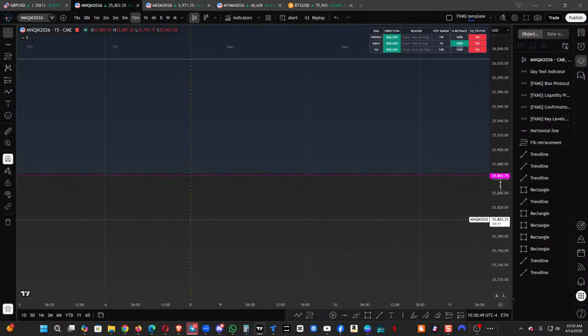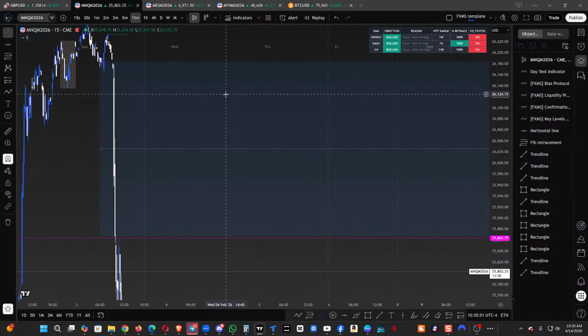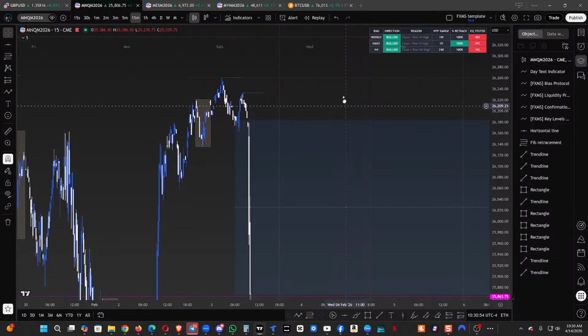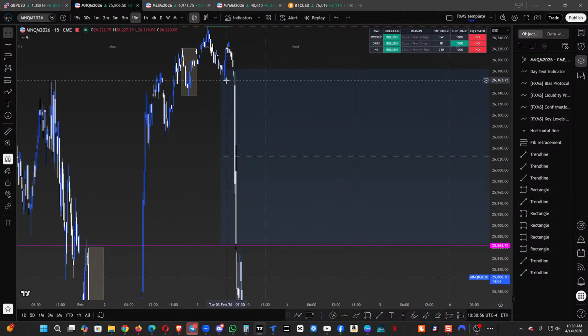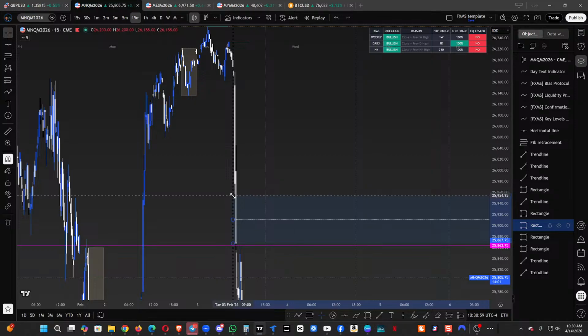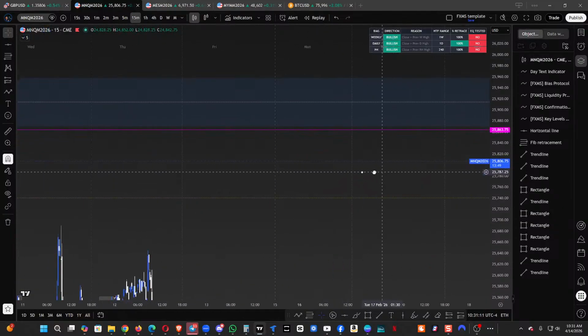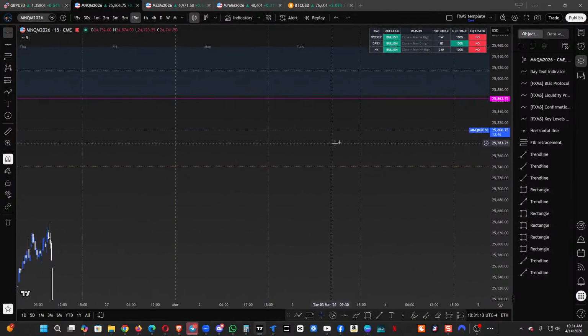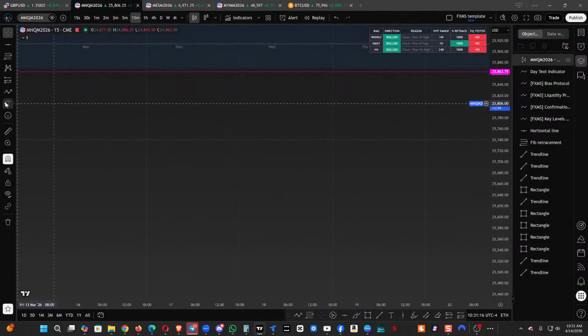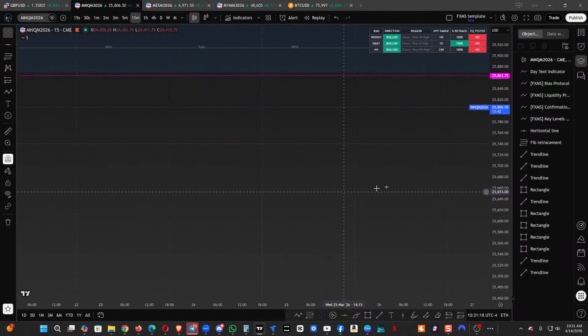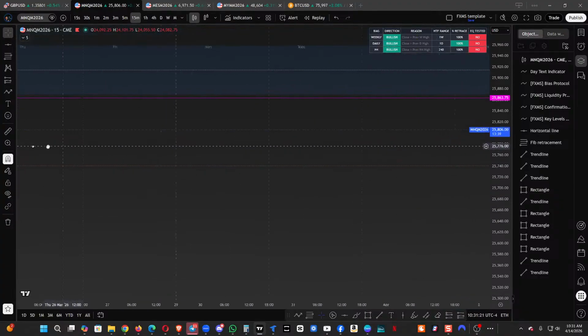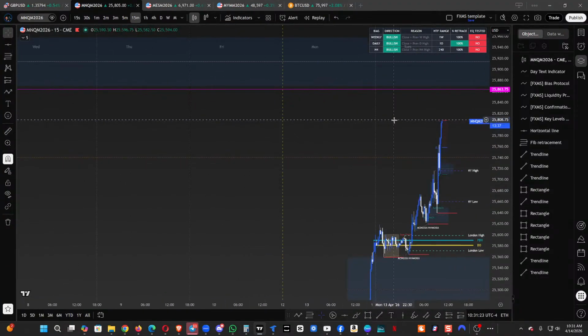This imbalance, look how far it extends. It's a huge imbalance. So let's refine this to 15-minute right here. We've got a 15-minute imbalance, and we've got this swing high into that imbalance. What happened to price? I'm too far out. Still not there yet. There we are.